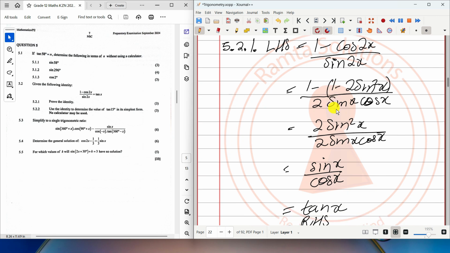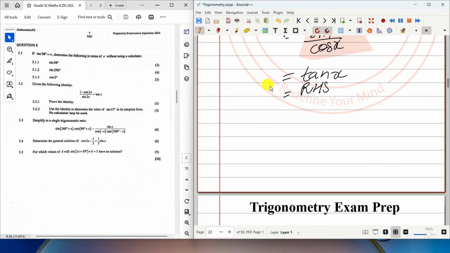I know, guys, some would prefer to say 1 minus 1 plus 2 sine square x. It's okay if you have written that step. All right, moving on.